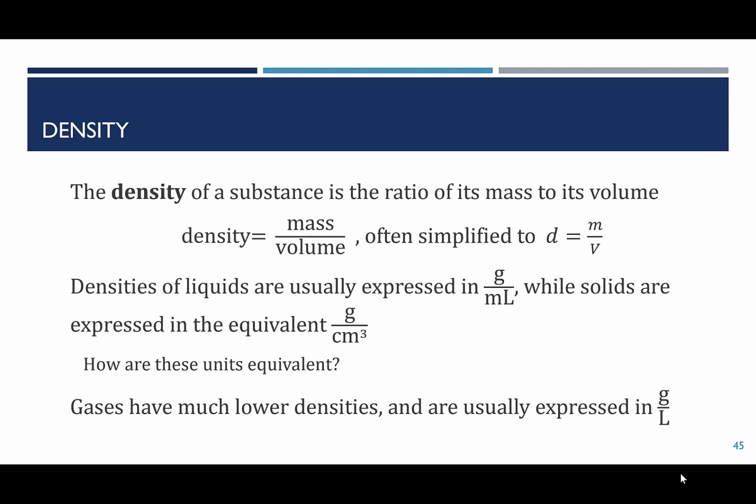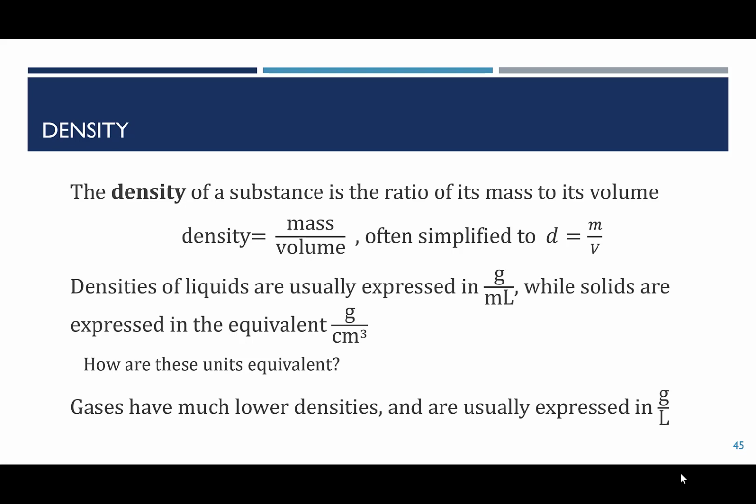In this last video lecture for Chapter 1, we're going to take a look at the density, which is an important property of matter. The density is a ratio of mass to volume. The formula written there, density equals mass over volume, is sometimes simplified to D equals M over V.